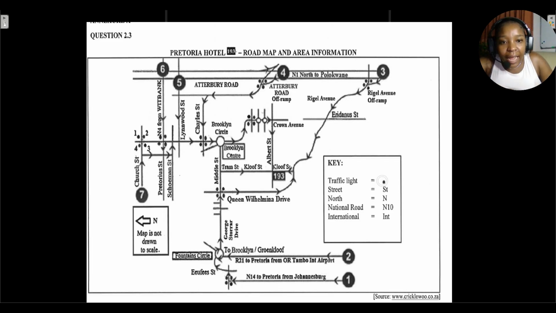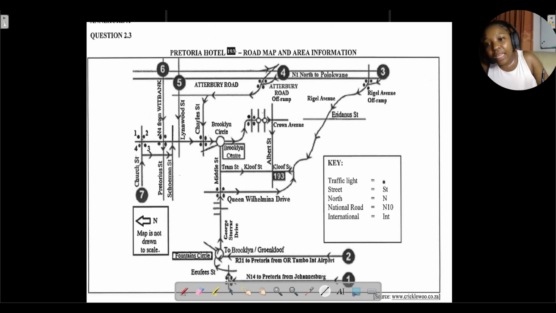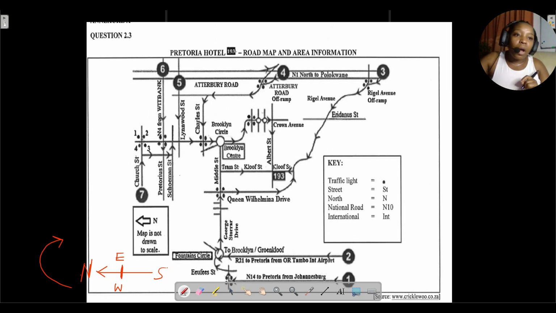This dot is a traffic light. ST means street. N is north. N and a number is the national roads. INT means international. Then we've got that N there. That N is our compass. Remember, if we see the compass there, we need to fill in the other cardinal points. So if our north is facing the left, that's our north. How do we fill in the other cardinal points? Remember, we move in a clockwise direction to fill in the other cardinal points. So it's going to be Naughty Elephant Sprays Water. We filled in the other cardinal points.